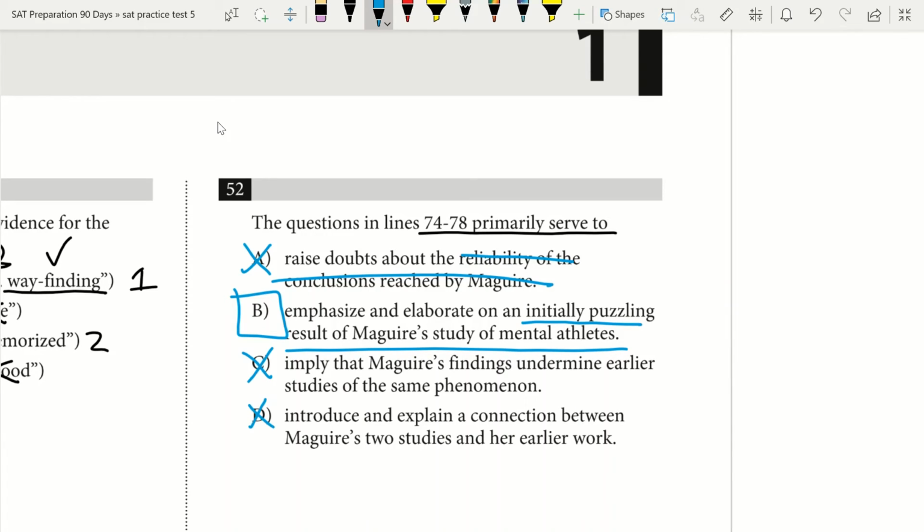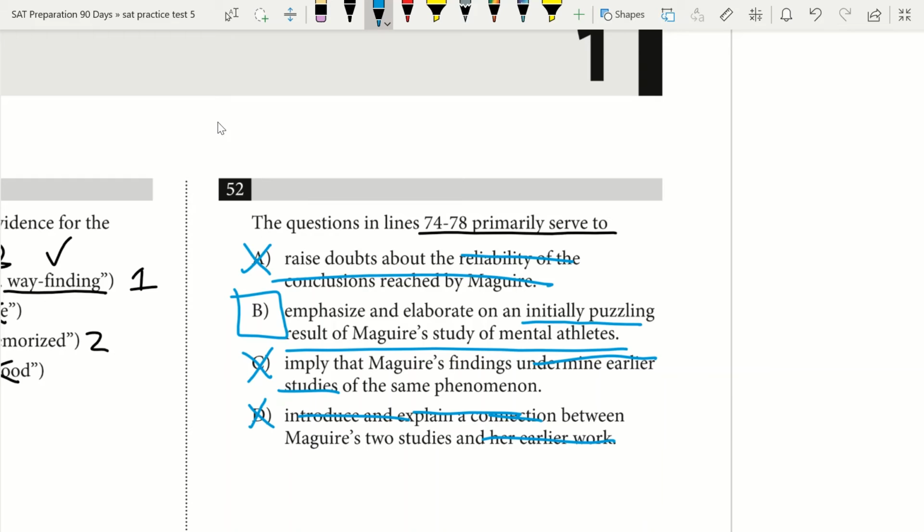Now, if we look at C and D, we can go ahead and explain why those are wrong as well. C says imply that McGuire's findings undermine earlier studies of the same phenomenon. Now, in this case, we're not undermining any earlier studies, so that's incorrect. D, introducing and explaining connection between McGuire's two studies and her earlier work. We're also not introducing and explaining a connection there.